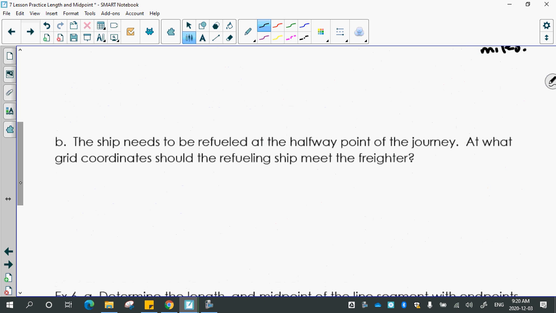5B, the ship needs to be refueled at the halfway point of the journey. At what grid coordinates should the refueling ship meet the freighter? So this question doesn't ask for something specifically either, but do you know what it's asking us to calculate? Midpoint? What clue in the question tells us midpoint? Halfway point, good. So we know that it's a point, because it says a point, and we know it's the midpoint, because it says halfway, okay?